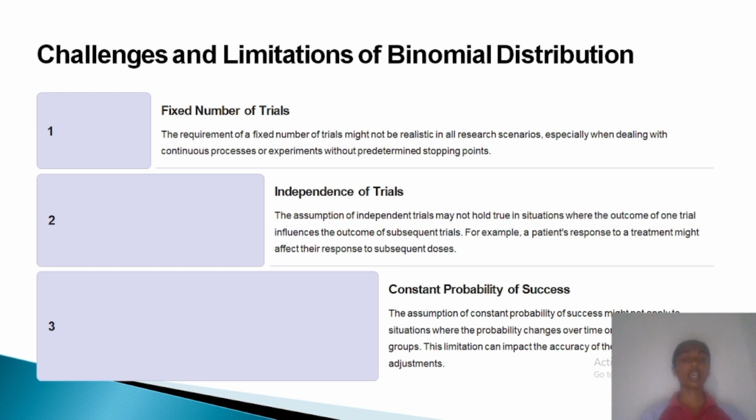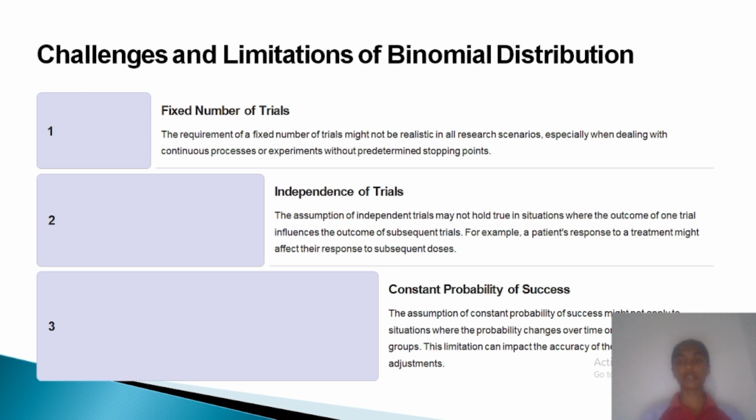Independence of trials. The assumption of independent trials may not hold true in situations where the outcome of one trial influences the outcome of subsequent trials. For example, a patient's response to a treatment might affect their response to subsequent doses.